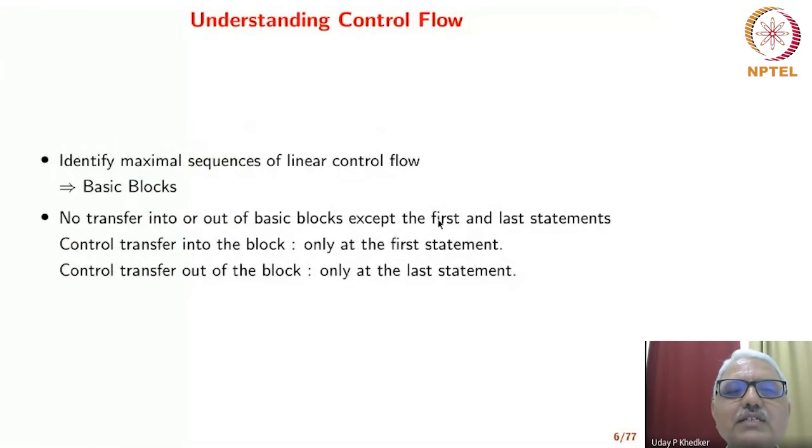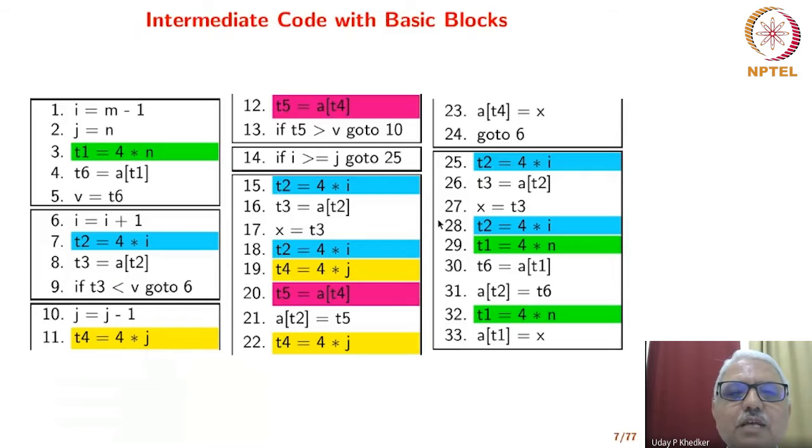So what we do is we create what is called a control flow graph, which essentially consists of basic blocks. Each node in the control flow graph is a basic block, and there is no transfer into or out of a basic block except at the first and the last statement. So it's a maximal sequence of statements in which there is strictly linear control flow. Control transfer into the block is only at the first statement, and control transfer out of the block is only at the last statement. In the simplest case, the basic block could be a single statement as well.